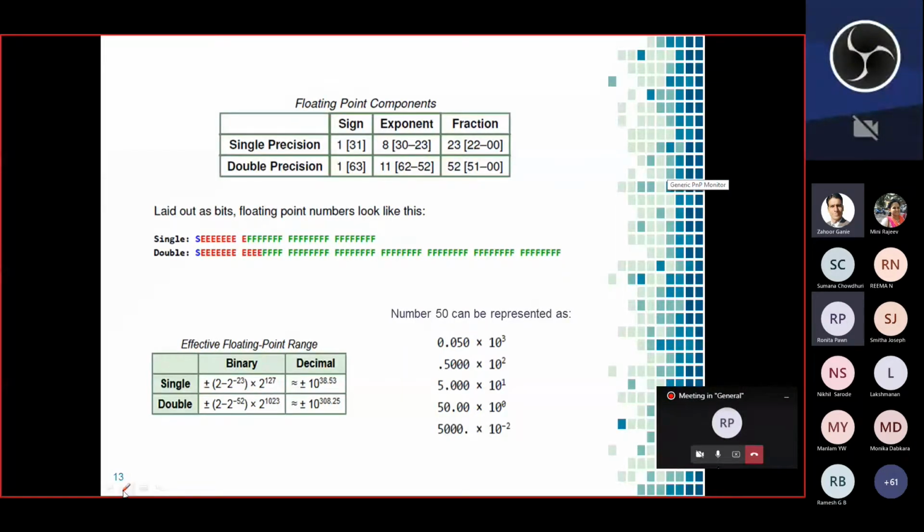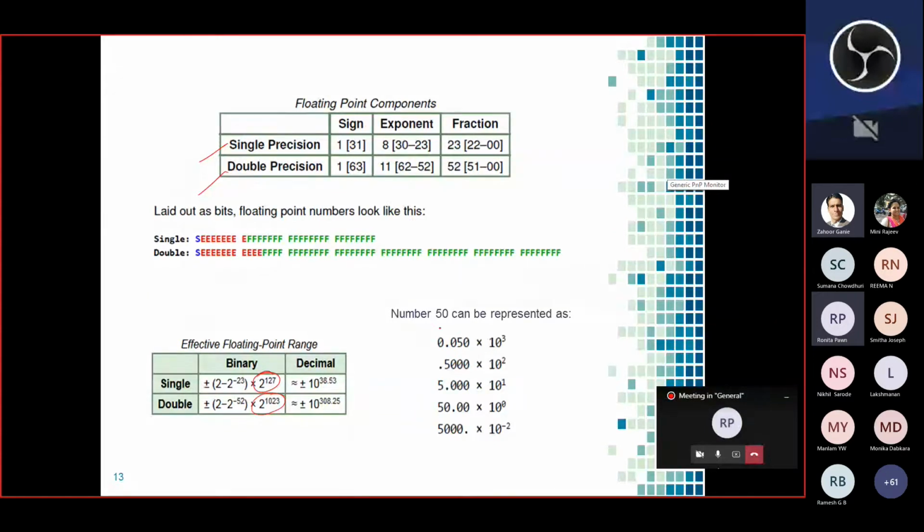Here again, this is just a representation, as I have shown before: sign, exponent, and then fraction. In floating point, you can represent it in two ways, single precision and double precision. In single precision, you can represent a binary number in this way with 2 raised to 127. In double precision, you have twice the representation of this.